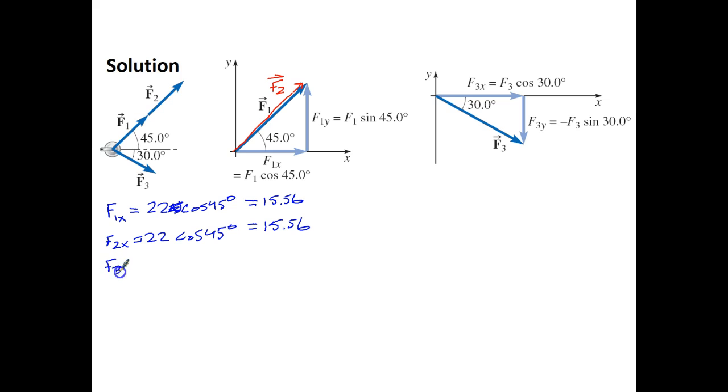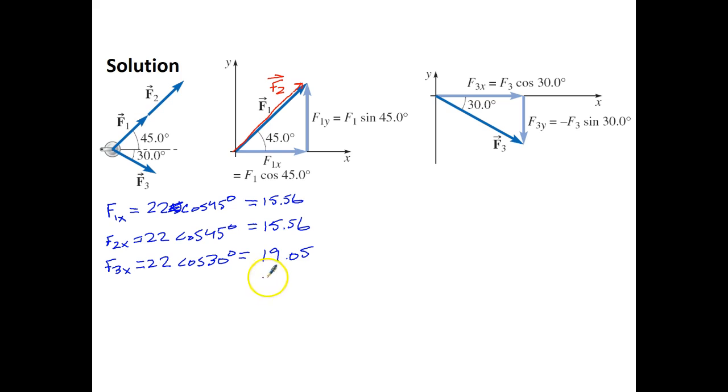I need to do this for the third force in the X direction, which is this one, and we only want what's going on here, so we're going to do 22 times the cosine of 30 degrees. And when I do 22 times the cosine of 30 degrees, I get about 19.05 newtons.